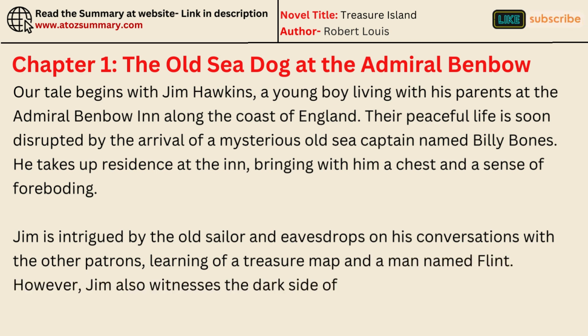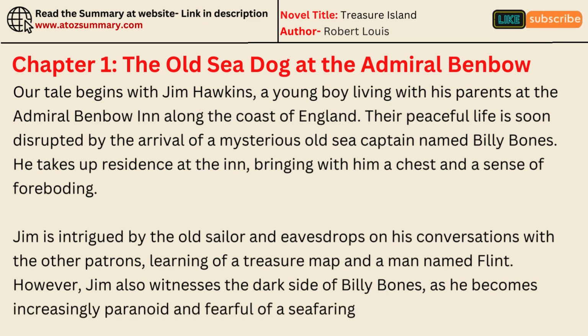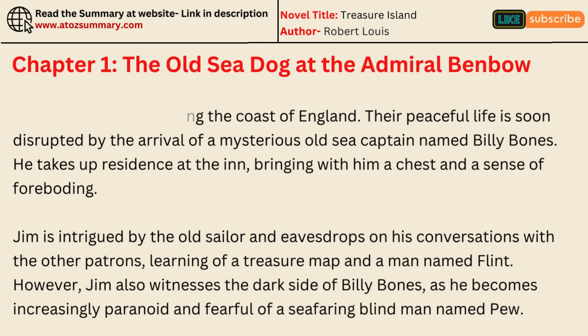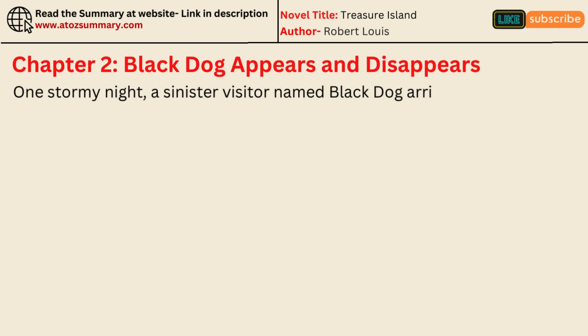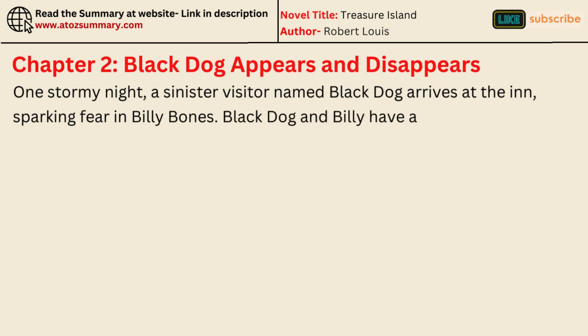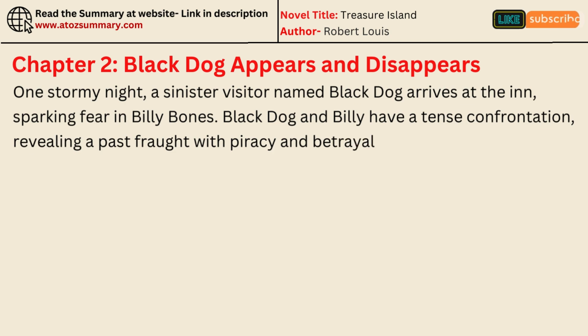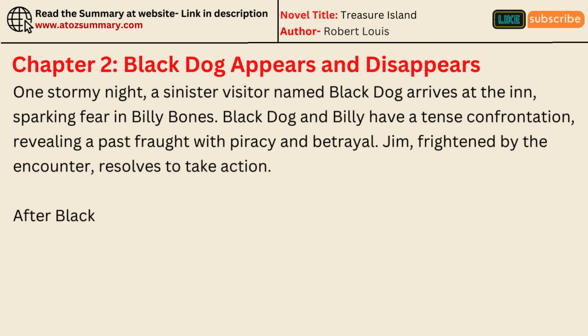However, Jim also witnesses the dark side of Billy Bones, as he becomes increasingly paranoid and fearful of a seafaring blind man named Pew. One stormy night, a sinister visitor named Black Dog arrives at the inn, sparking fear in Billy Bones. Black Dog and Billy have a tense confrontation, revealing a past fraught with piracy and betrayal. Jim, frightened by the encounter, resolves to take action.